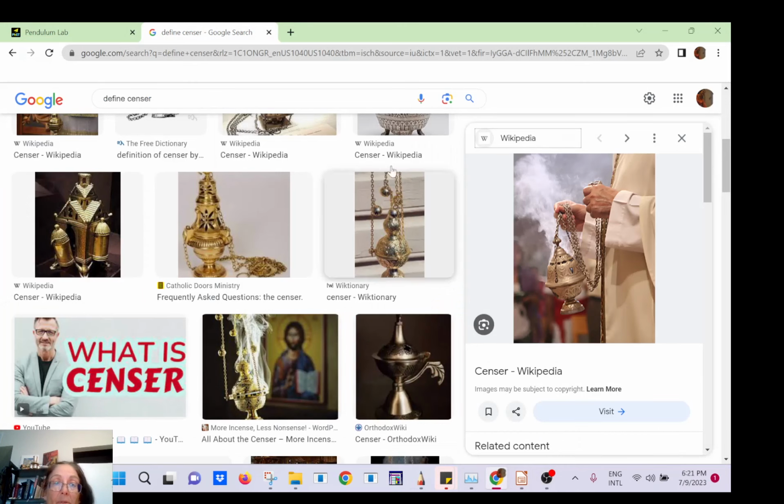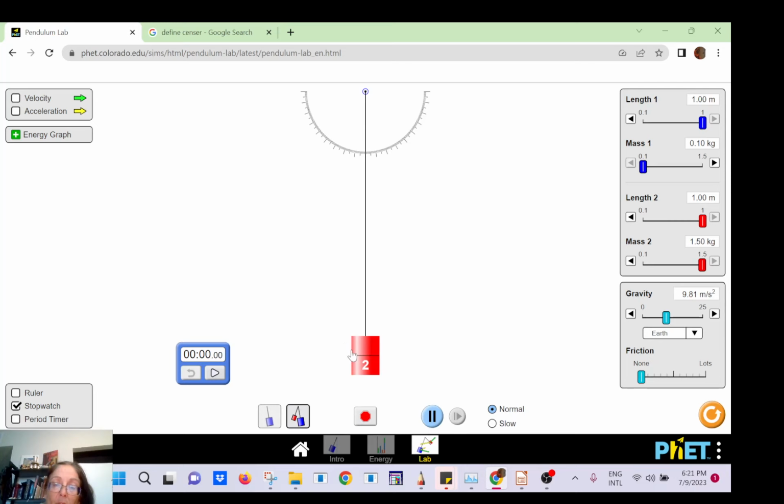Okay, let's go back to the lab. So the period is the same regardless of the mass. Let's go back to this one. Let's compute the period again. 1, 2, 3, 4. So about 8 seconds, right?